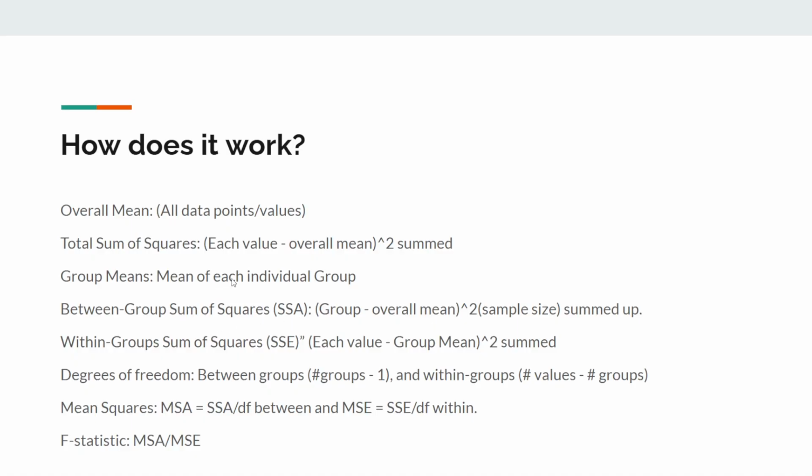The between group sum of squares, SSA, is group mean minus overall mean squared times sample size. The within group sum of squares, SSE, is each value minus group mean squared, summed. Degrees of freedom between groups is groups minus 1, and within groups is number of values minus groups. The mean squares are MSA equals SSA divided by degrees of freedom, and MSE is the within group sum of squares divided by degrees of freedom.